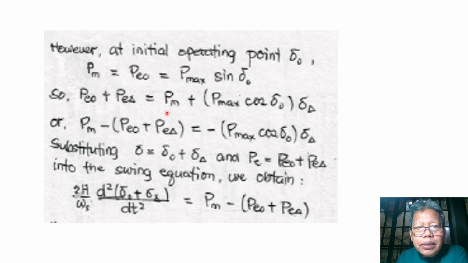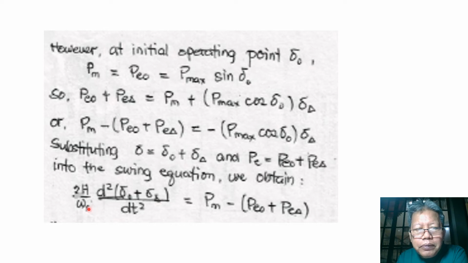Now, transposing this to the right, and this one to the left, we have here a PM, and then this one transposed to the right, so we have minus PEO plus PE delta, while this one is also transferred to the left, so it becomes minus P max cosine delta O delta delta. Now, substituting delta equal to delta O plus delta delta, and PE equal to PEO plus PE delta into the swing equation.